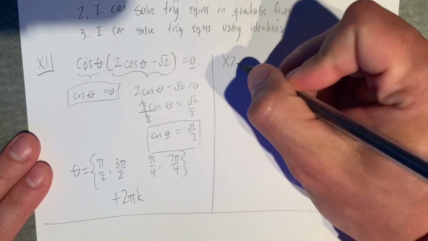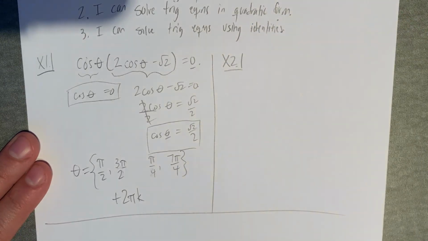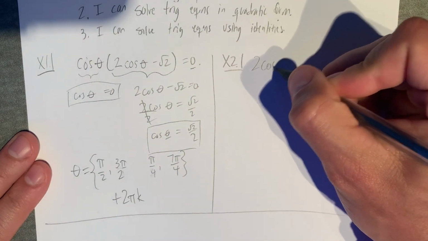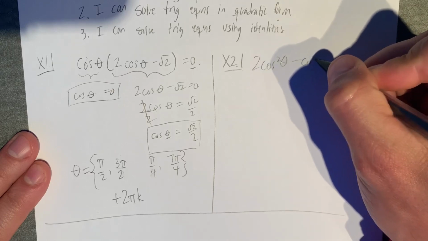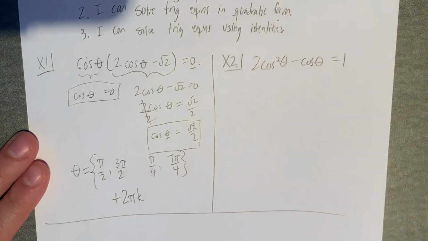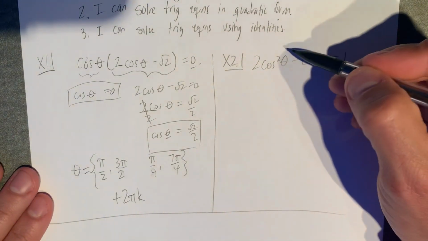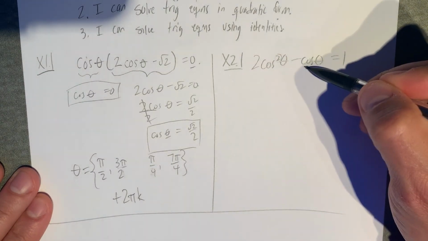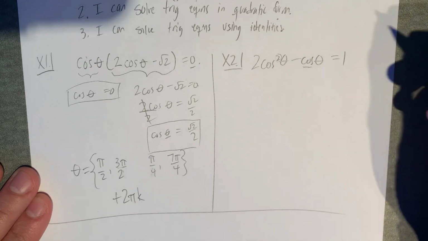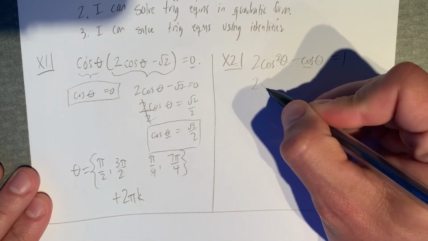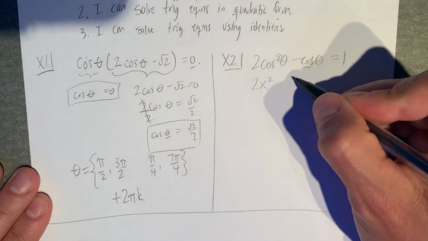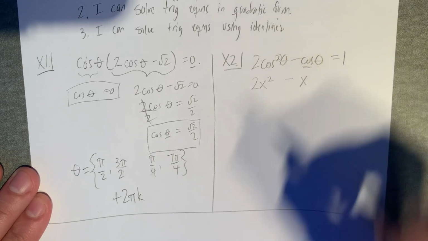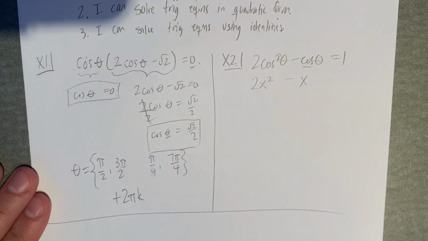For my next example, we'll call this 2 cosine squared theta minus cosine theta is equal to 1. Now I notice that I have a squared here, and then this is technically considered my linear term. You can sort of think of this as 2x squared minus x. You don't have to, but I can.